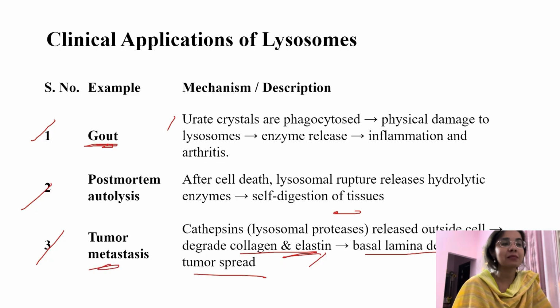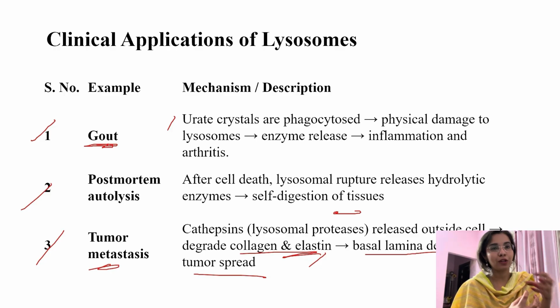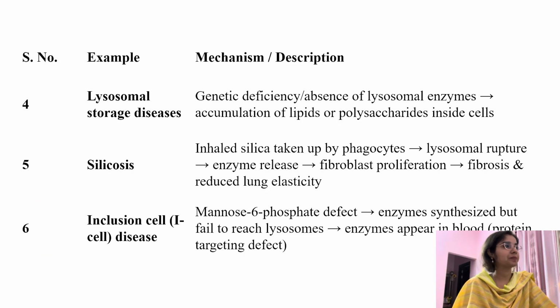What is metastasis? Metastasis is the property of the tumor cells in which they detach from their original place of origin, and then they migrate to some other distant organ or distant place, and they begin to grow and multiply there. That is called metastasis. So this is how it happens. Lysosomes basically degrade the connective tissue, providing room for the tumor to spread.